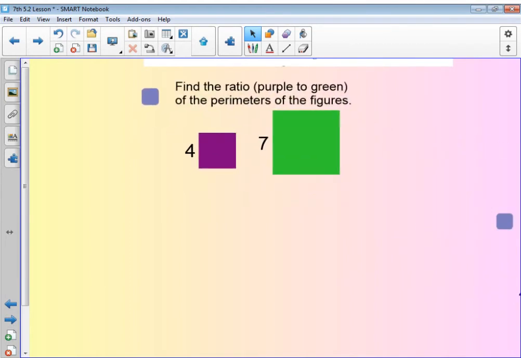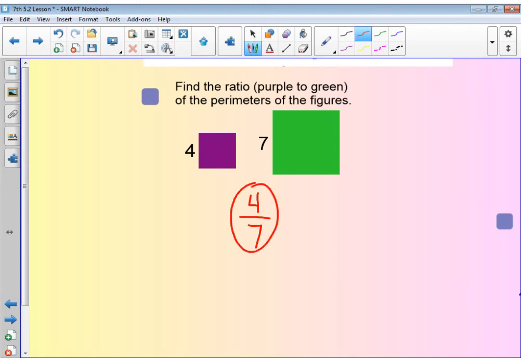So you have to be prepared to be able to identify in any format. Okay, so I want you guys to try this one. Find the ratio of purple to green of the perimeters of this figure. So go ahead and find the ratio of purple to green. You should have gotten 4/7, and that cannot be reduced down any further, so your final answer is 4/7. Okay, purple was stated first, so that's our top number.